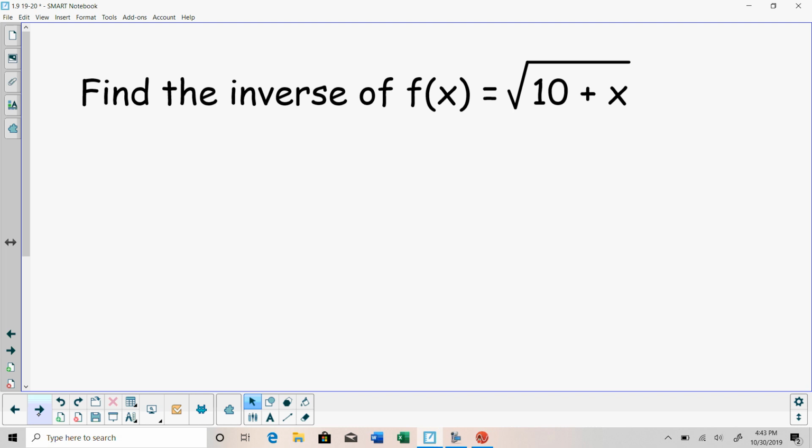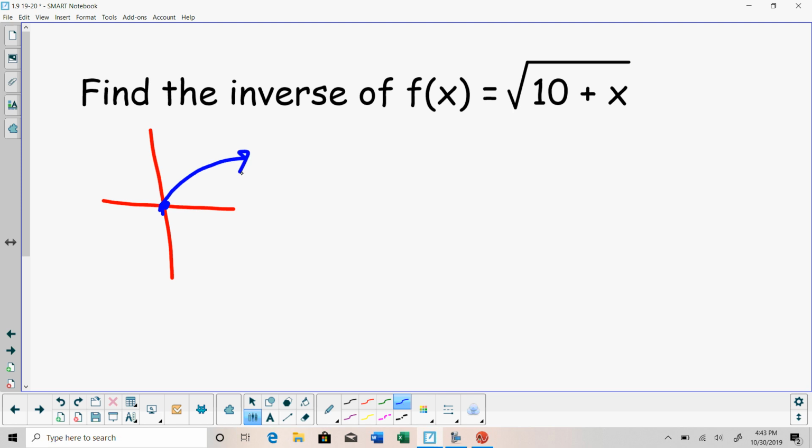Okay, let's test this one. Find the inverse of f of x equaling the square root of 10 plus x. Again, I would graph this on a calculator maybe to see what the graph is. This is really our square root function, except x plus 10 looks like it's been shifted to the left 10 units. So it would look something like that. Is that graph going to pass a horizontal line test? Yes, it will. So now we can go on and find the inverse.